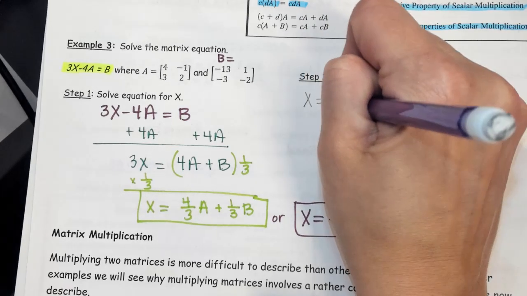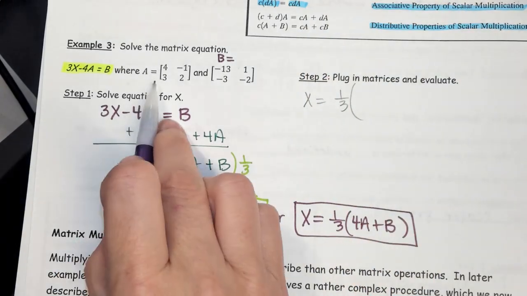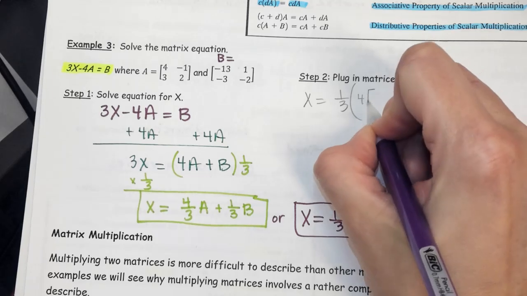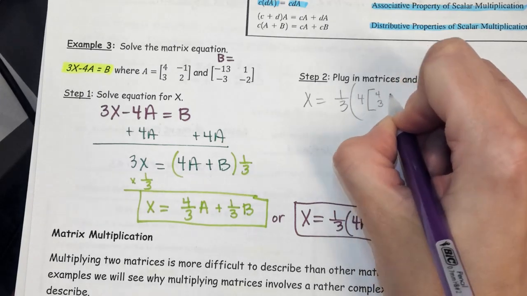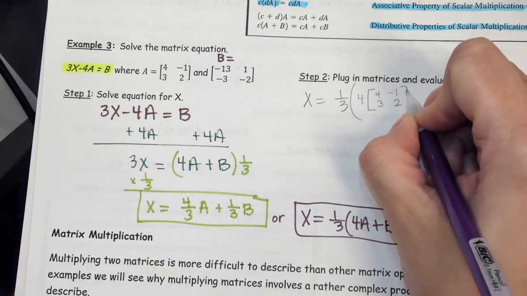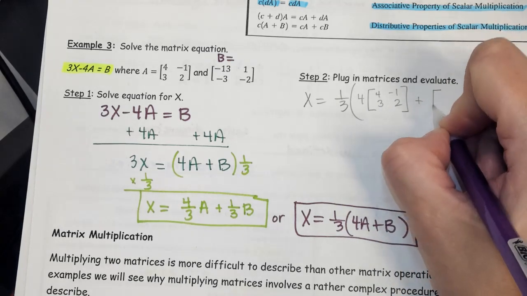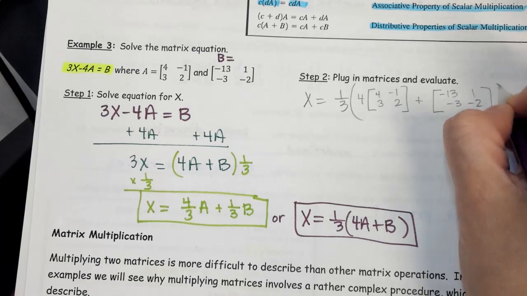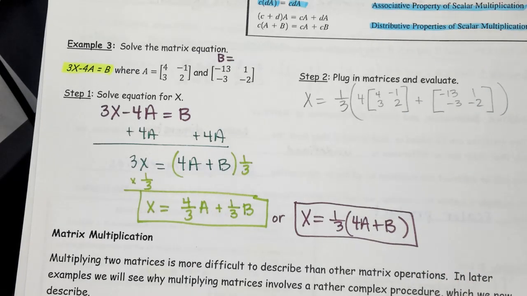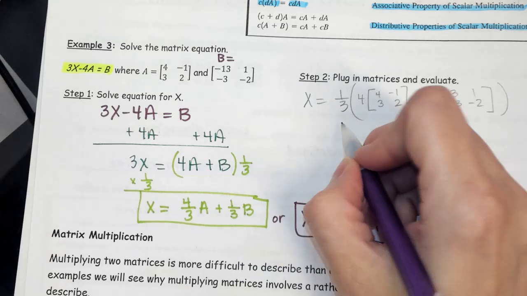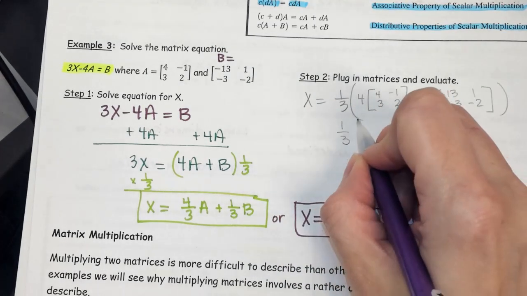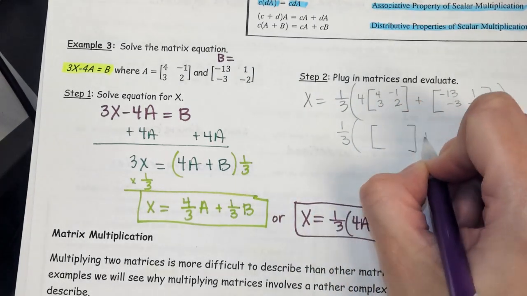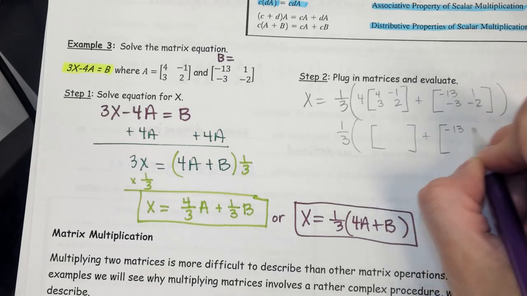But if you have 1/3 times, if you do 4 times A, I'm just going to write our matrices in there, plus your B. You still follow the order of operations. So what comes first, division or multiplication? Multiplication. Okay, so let's go ahead and multiply, write that new matrix, and then we can add them together.